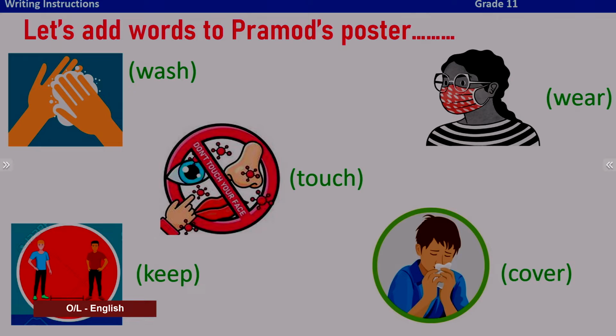Here you can see the pictures in Pramod's poster. So the verb wash is given for the first picture, wear is for the second, touch is for the third, keep is for the fourth and cover is for the last picture. I am going to write the first instruction with you.